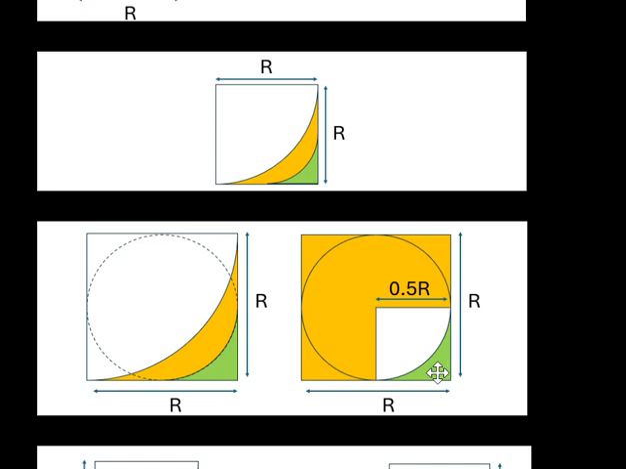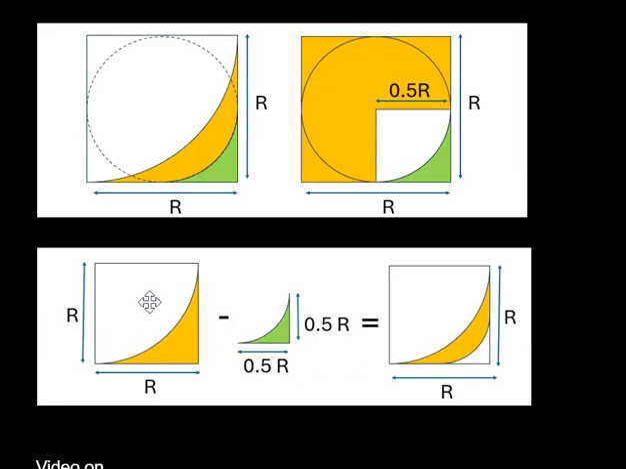So what I'm doing is, this is the part that I have, which I already found. I minus away this green thing that I found. How do I find this green thing? I take 0.5 r times 0.5 r, which gives me this square, minus away this quarter circle, which gives me this little green part. So I take what I found, minus away this little green part, ta-da, it gives me the shape that I wanted.